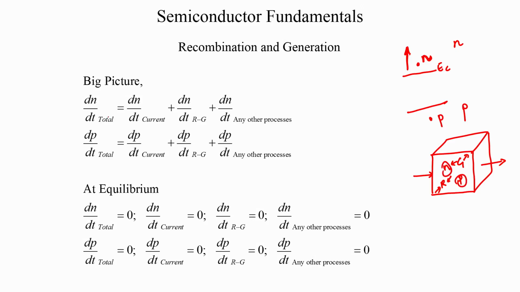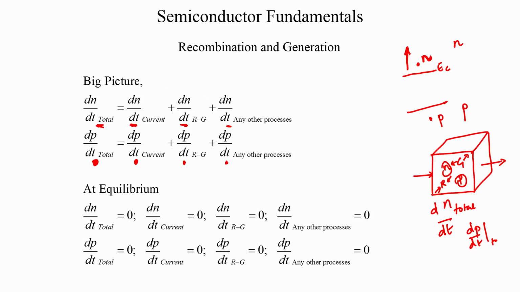So the dn/dt, the effective total variation of the free electron concentration, depends on the rate of change of the electron concentration due to currents, due to RG mechanisms, and due to any other processes. And similarly for p, the hole count, the effective variation depends on any currents coming in and going out, any RG mechanisms, and any other processes.